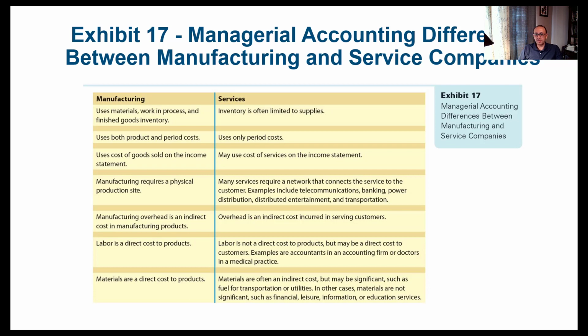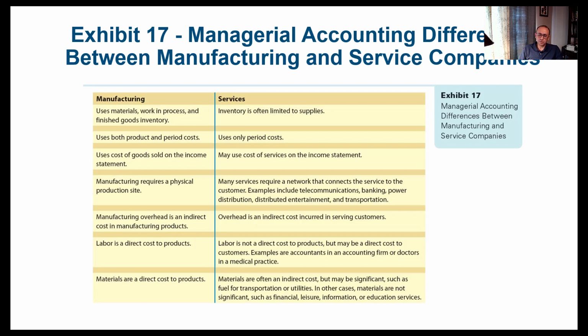Also, if we go back to manufacturing, overhead is an indirect cost in manufacturing products. In services, overhead is an indirect cost incurred in serving the customer. For a manufacturing company, the labor is a direct cost to products. In service, it's a little bit more intense when it comes to labor. Labor is not a direct cost to product, but maybe a direct cost to customers. Examples are accountants in an accounting firm or doctors in a medical practice. You tie the labor to the customer, not a product.